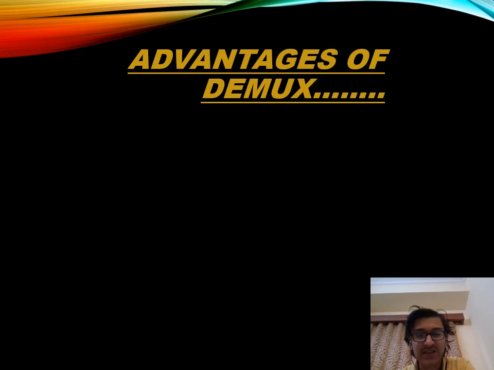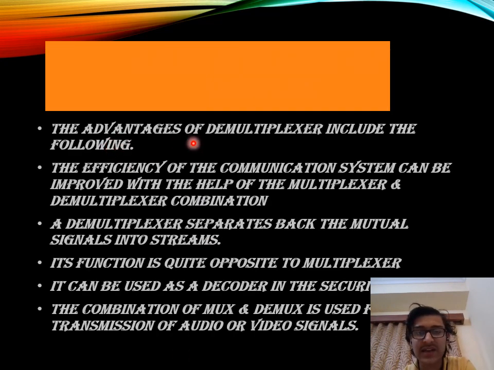So these are the advantages of the demultiplexer. The advantages of the demultiplexer include the following. The efficiency of the communication system can be improved with the help of the multiplexer and demultiplexer combination. Second, a demultiplexer separates the multiplexed signals back into streams. Third, its function is quite opposite to the multiplexer. Fourth, it can be used as a decoder in security. Fifth, the combination of multiplexer and demultiplexer is used for transmission of audio or video signals, as I told you in the communication system application.